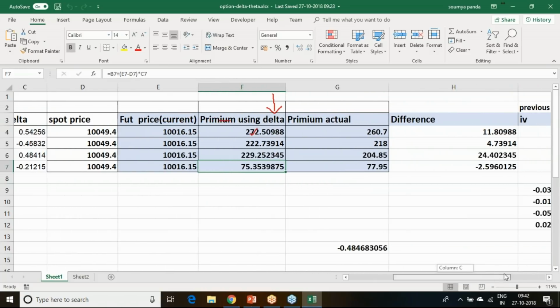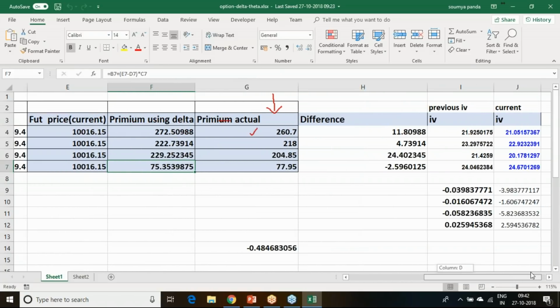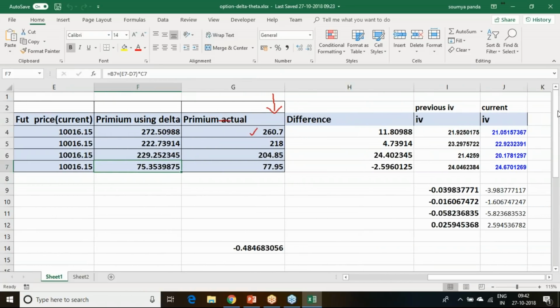275. This should be the premium. But if you see the actual premium at that time, it was different. Actual premium was 260. I have calculated 272. There is a difference of 11 rupees 80 paisa. Actual here 4 rupees difference. Here 24 rupees difference. Here -2, because I have calculated 75 and it is 77.95.